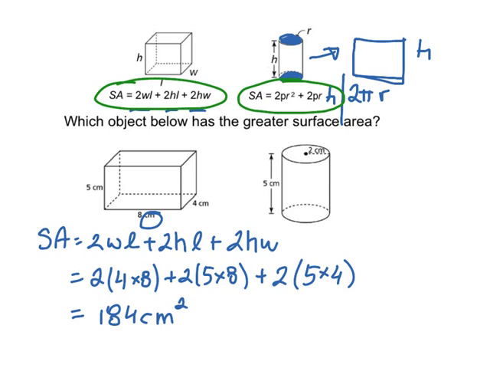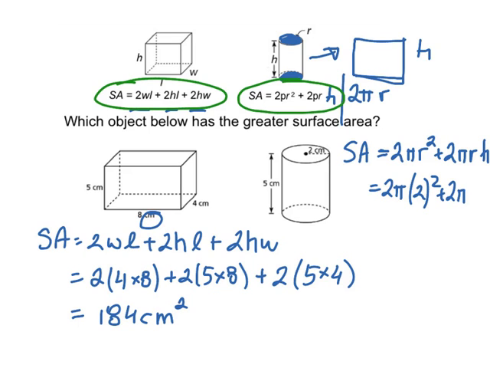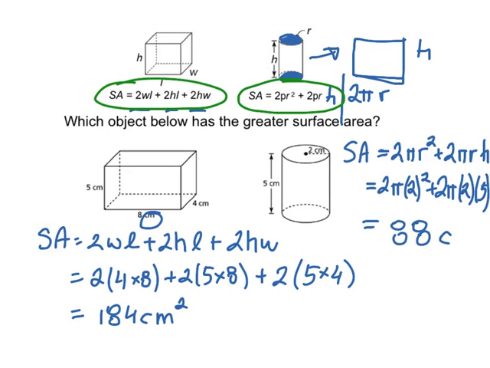As for the cylinder, again, recopy the formula, which is surface area is 2 pi r squared plus 2 pi r h. And we're going to just plug it into the formula, so it's 2 pi times r, which is 2, squared plus 2 pi times 2 times 5. And this equals 88 centimeters squared, because again it is surface area.